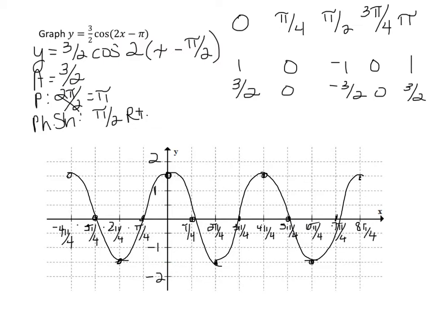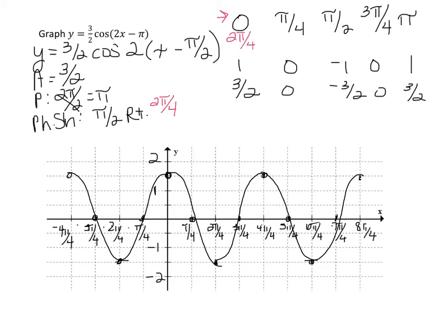Now, I will move pi over 2 to the right. We can also think about this as moving 2 pi over 4 to the right. And then another way we can think about it is I can take all these x coordinates and add 2 pi over 4 to those values.